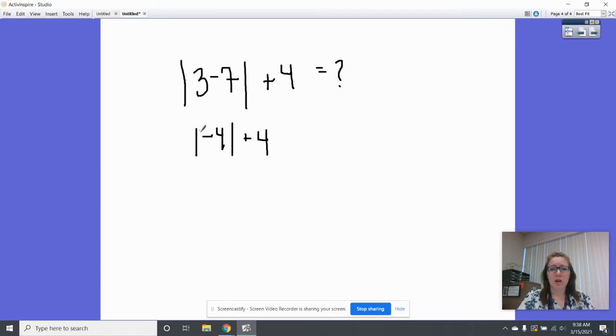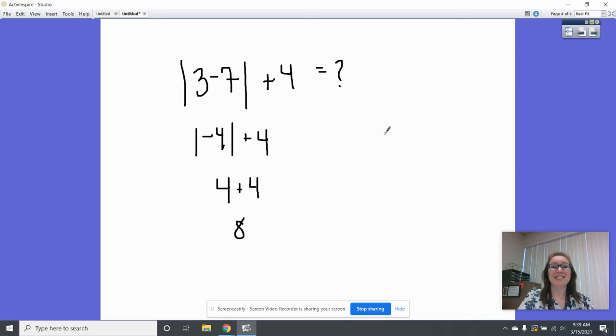Then we have to actually solve the absolute value. What is the absolute value of -4? Well, -4 is 4 spaces away from 0. So the absolute value of -4 is 4. So all I have now is 4 plus 4, and 4 plus 4 is 8. So notice how we solved inside first, then did the absolute value on the outside, and then finished the problem.